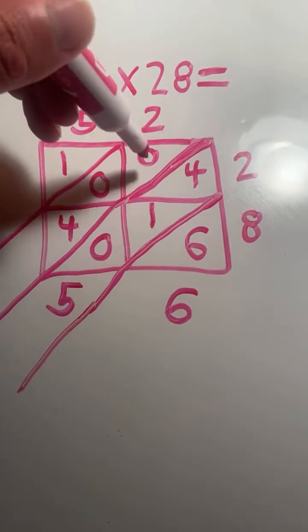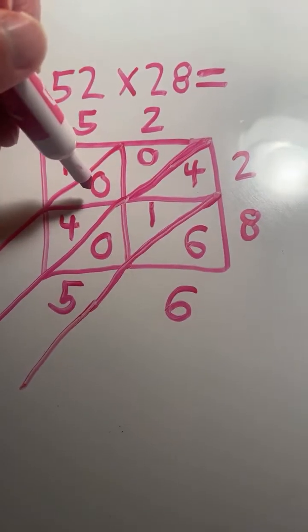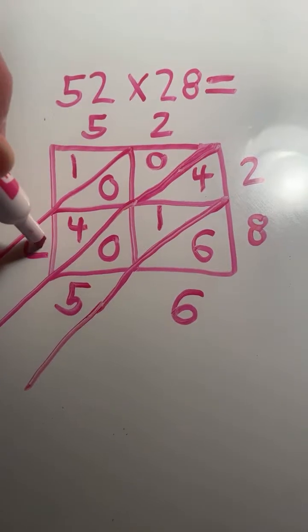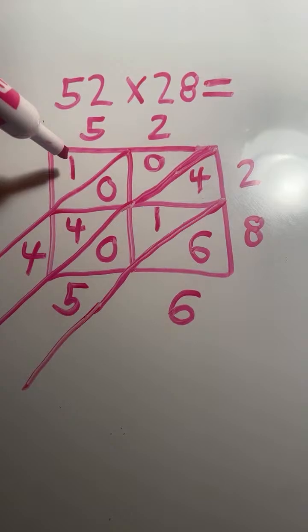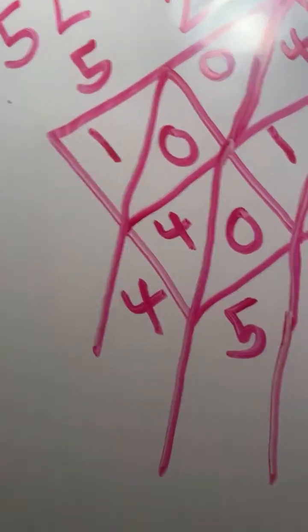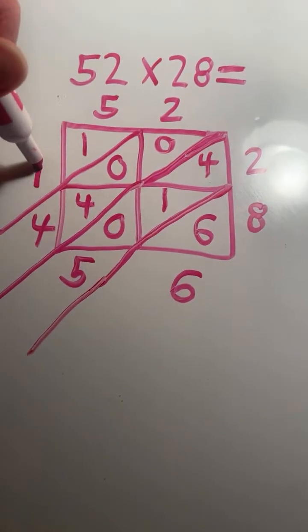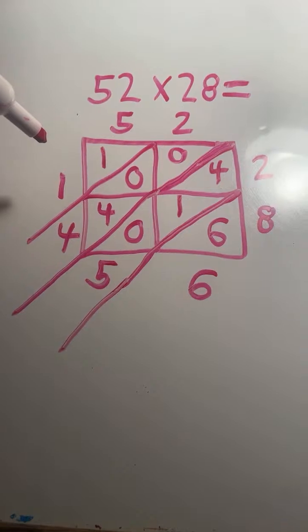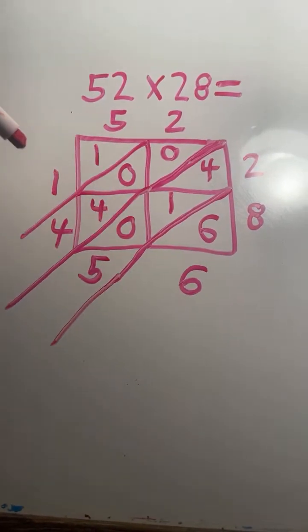Next, we have to add the numbers that are in between these two diagonal lines. 0 plus 0 equals 0, plus 0 plus 4 equals 4. Only number along this line here is a 1, so 1 along the final diagonal line. Then we read our number from left to right. 52 times 28 equals 1,456.